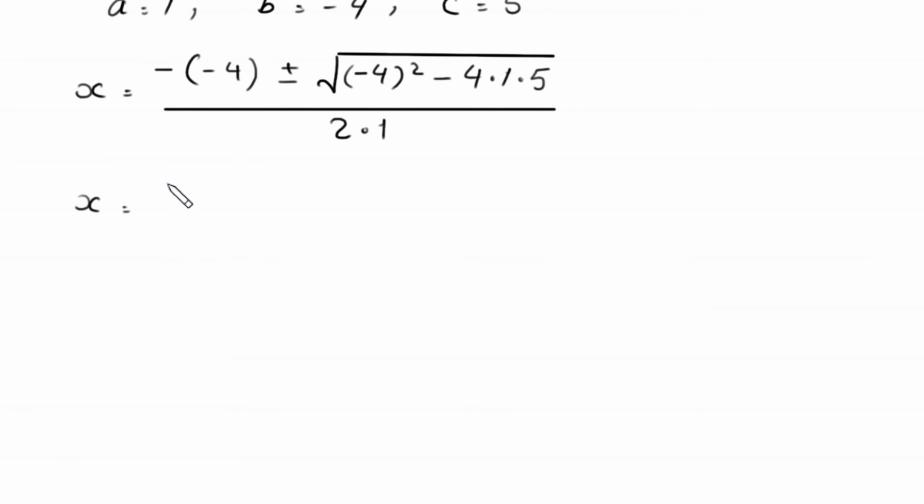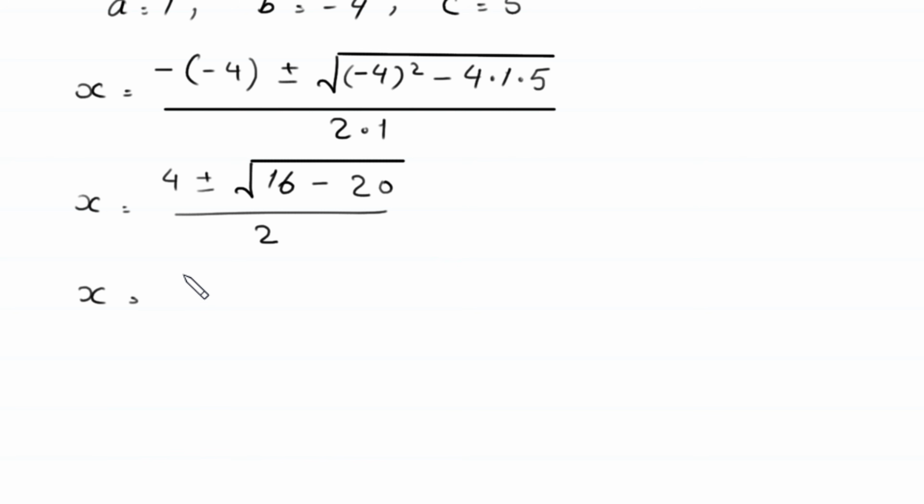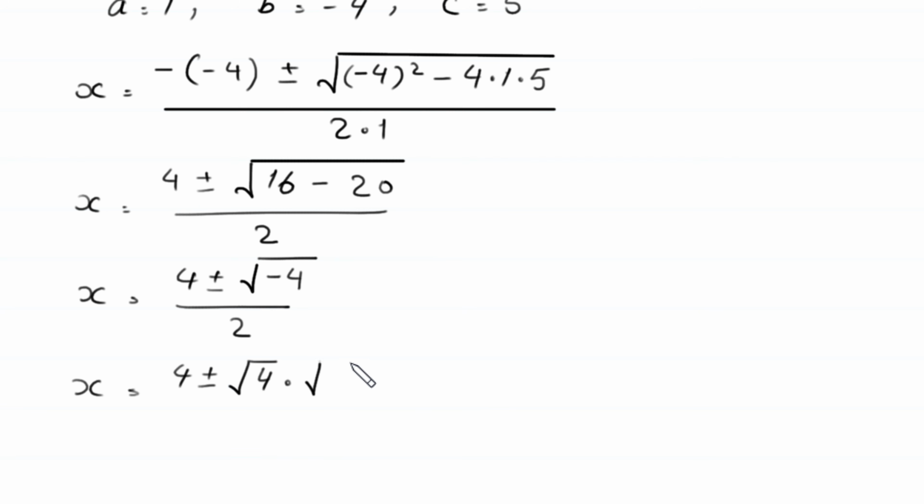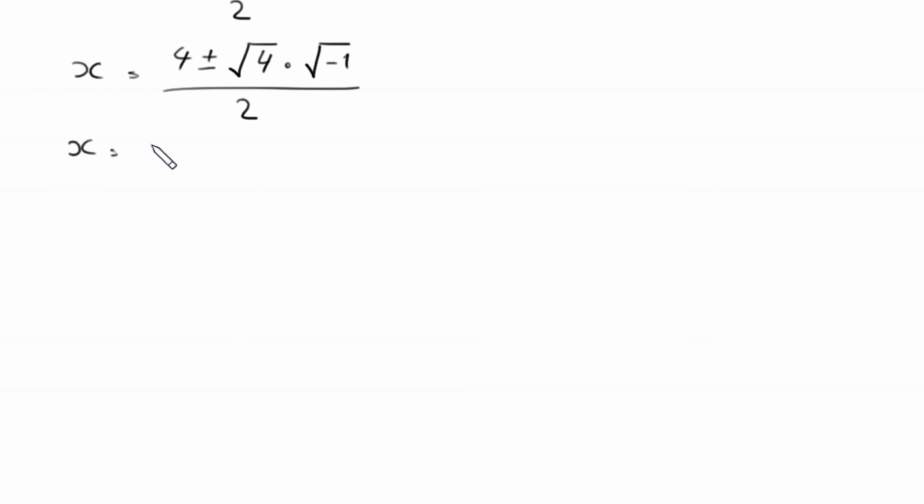x is equal to negative times negative 4, positive 4, plus minus square root of this negative 4 squared is 16, minus 4 times 1 times 5, 20, divided by 2 times 1, 2. x is equal to 4 plus minus square root of this 16 minus 20 will become negative 4, divided by 2, and x is equal to 4 plus minus this square root of negative 4 can be written as square root of 4 times square root of negative 1, divided by 2. x is equal to 4 plus minus square root of 4 is 2, and this square root of negative 1 is i, divided by 2.